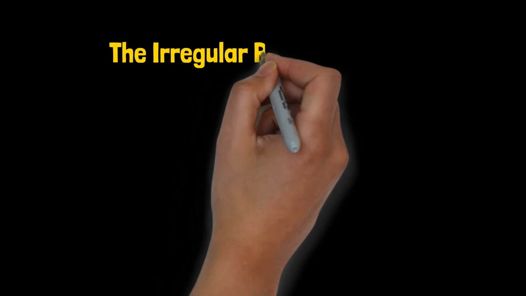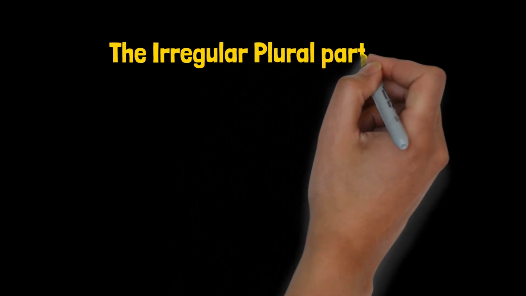Today, we're going to continue exploring irregular plurals. Welcome to part 2, where we'll focus on a specific type of irregular plural, the -en ending.